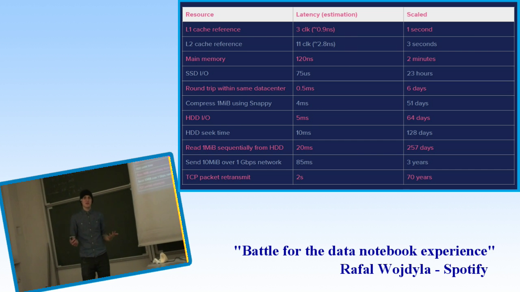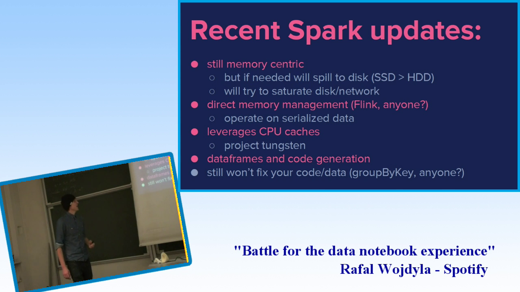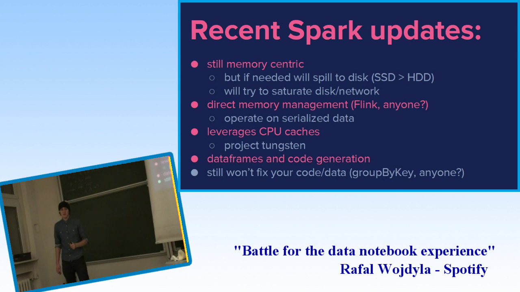So you can see from this table that it's much faster to go to memory, and even if you have SSDs, that's still a huge difference. Big difference. That's basically why Spark is so fast. Also, just to mention a couple of things that recently happened in the Spark community that made it even faster. Still memory-centric, so it will still try to keep everything in memory. It will spill to disk if needed, though.